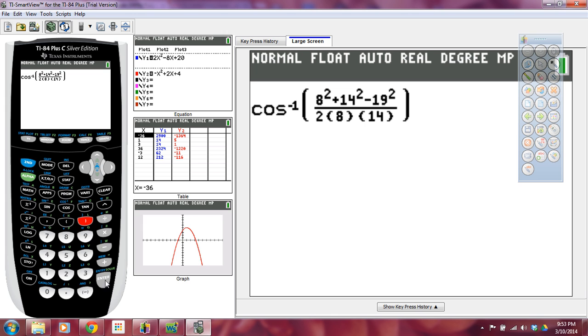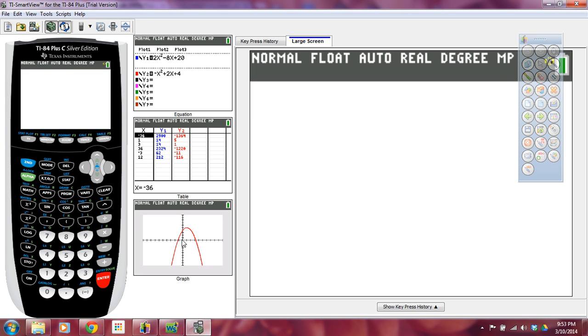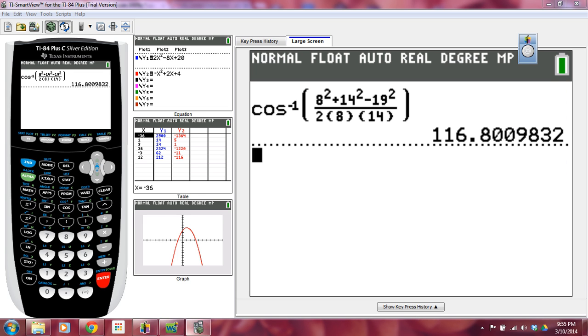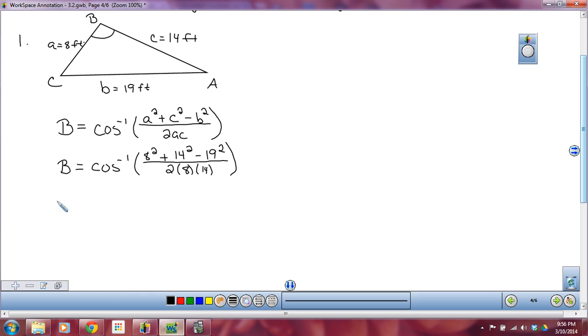All right, I'm going to press enter, and you get 116.80. So B is approximately 116.80 degrees. Okay, I'm going to put a little star here because that's part of our answer, and I don't want to lose it and have to go back and look for it later. Sorry, I'm sitting up on the couch and I'm losing all my books.